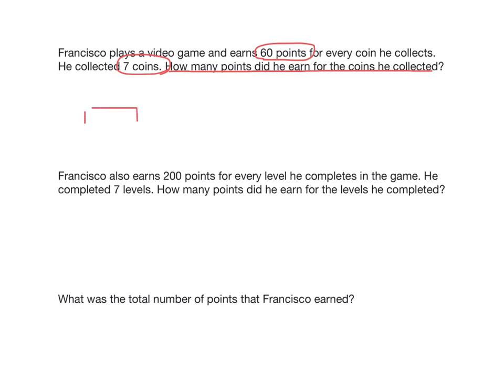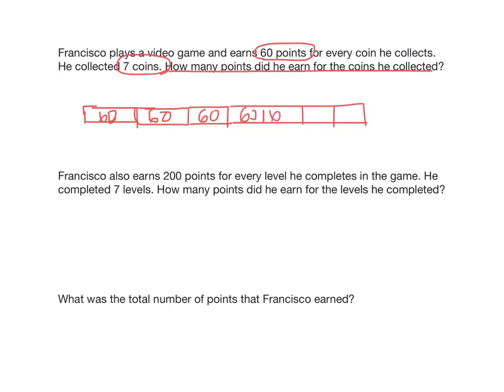So let's say he collected 1 coin. How many points would he get for 1 coin? 60 points. What if he collected 2 coins? How many points would he get? Another 60, right? So each coin is 60. So how many coins should I draw all together? Good. Go ahead and draw a picture. Show that each coin is 60 points. And that's how you can draw a picture to represent this word problem.